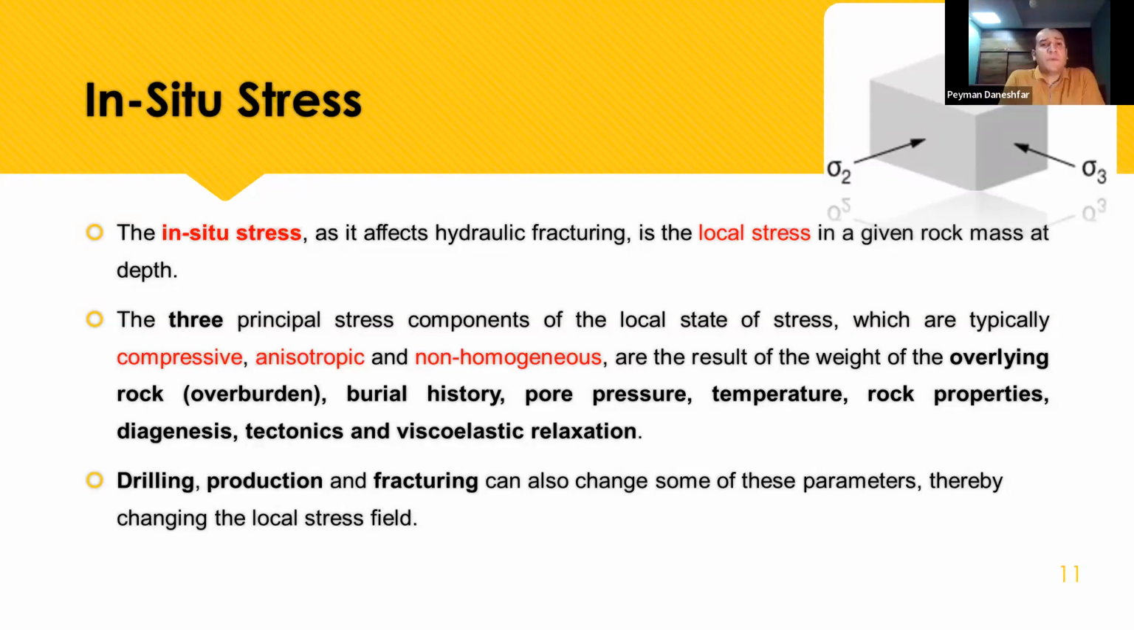Over time, all these stresses result from the overlying rock, burial history, pore pressure, temperature, rock properties, diagenesis, tectonics, and viscoelastic relaxation. These are not always the same, and not fixed or constant. Every time you do drilling, production, or fracturing, you can alter or change all these stresses.